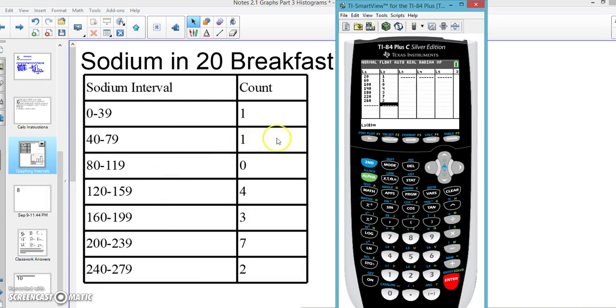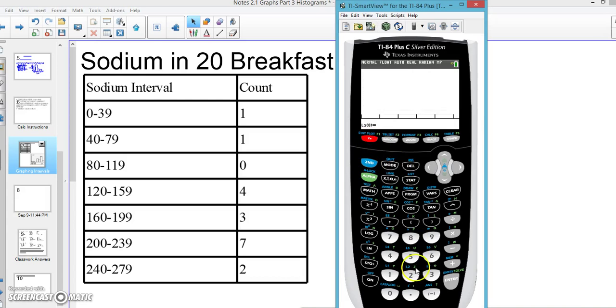Alright, so I have all my values in. They have been plugged into my L1 and L2. Once again, these numbers are the midpoints of these classes over here. You'll notice after you do the first couple, oh, there's a pattern. It goes every 40, so I just need to add 40 to the previous number. It'll keep you from having to find the middle number. When you get into larger numbers, it makes it a little bit easier.